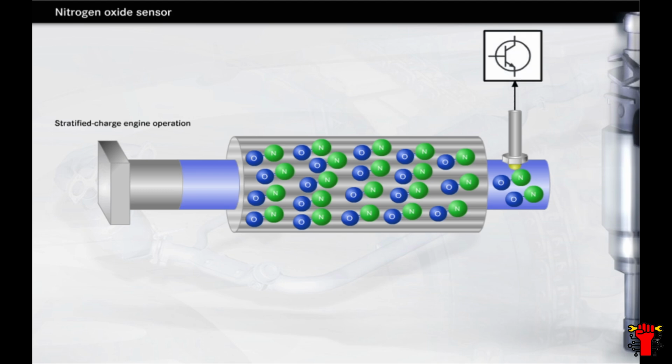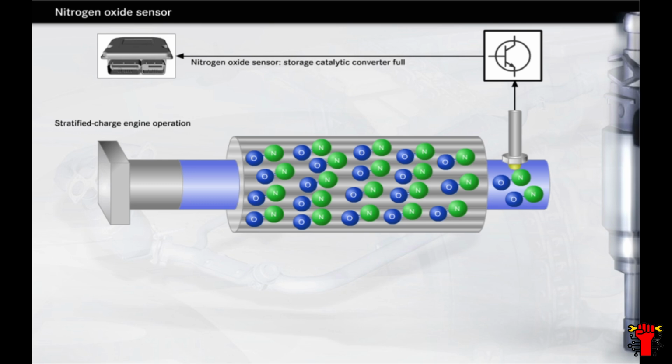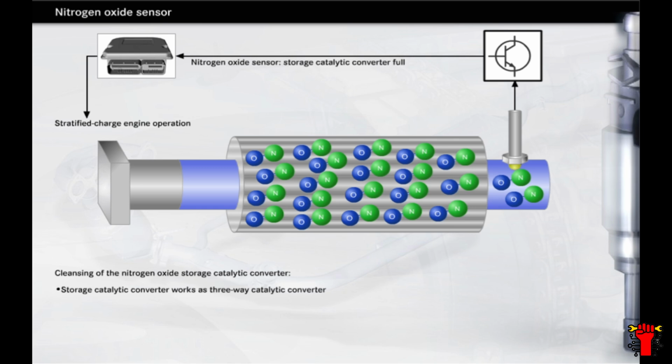If the nitrogen oxide sensor at the output of the storage catalytic converter measures an increase in the concentration of nitrogen oxide, the storage catalytic converter needs to be cleansed. The method applied makes use of the fact that in the engine's homogeneous mode, the NOx storage catalytic converter acts as a 3-way catalytic converter in a similar way to the first catalytic converter fitted near the engine. The engine therefore briefly switches into its homogeneous operating mode, regardless of current power requirements.